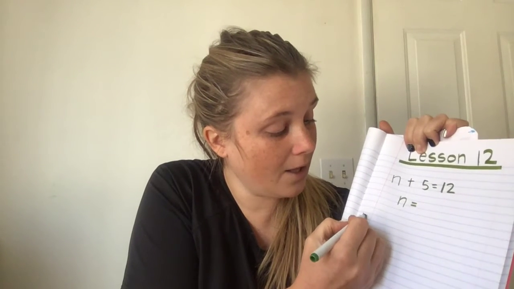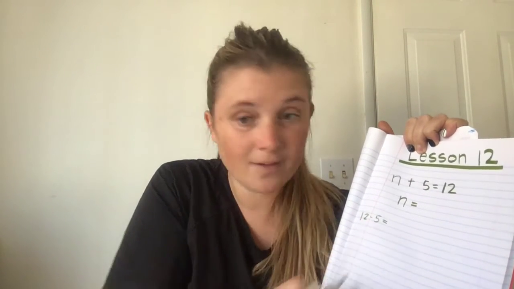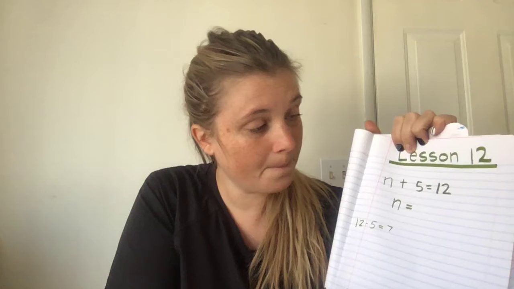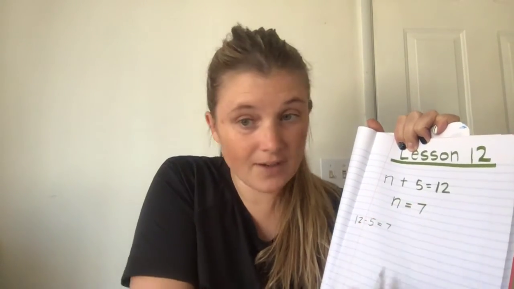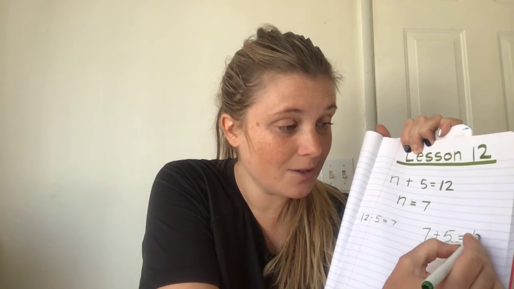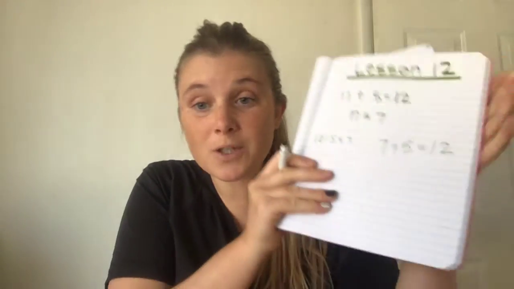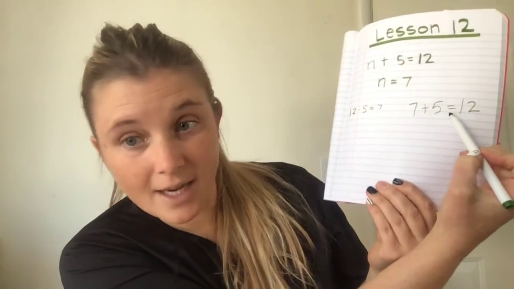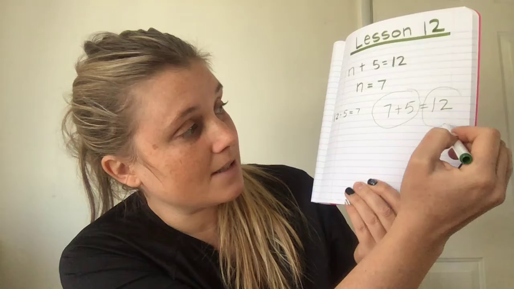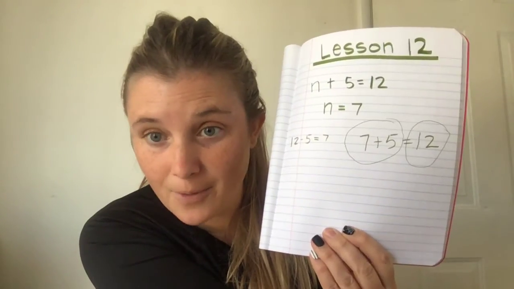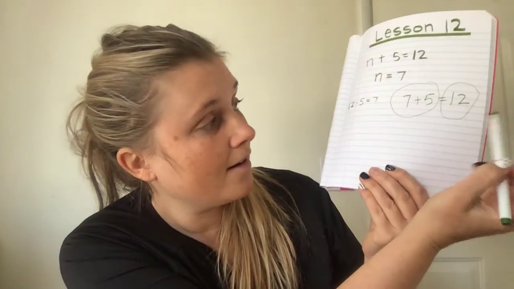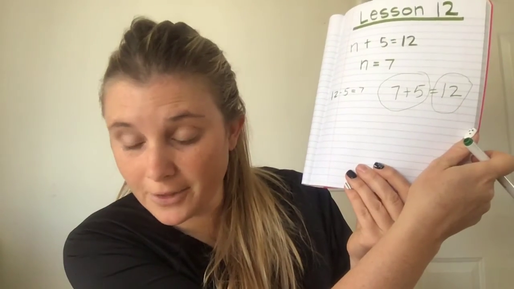Would we go 12 subtract 5? Right? And 12 subtract 5 is 7. So does that give us what n is? 7? Because does 7 plus 5 equal 12? Yeah. So what we're trying to do is, here's our equal sign. We need this side of the equal sign and this side of the equal sign to always equal each other, right? No matter what it is. So we have 7 plus 5 here, and we have 12 here. So that equals each other, right?